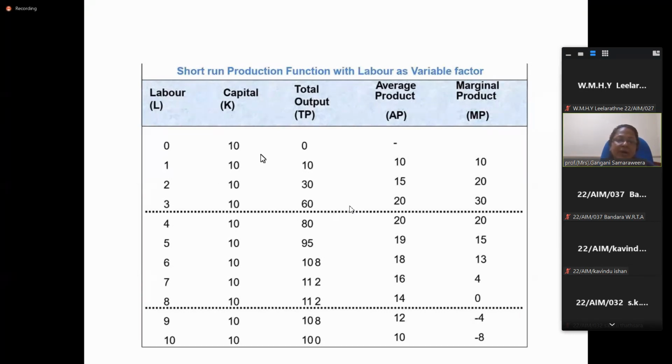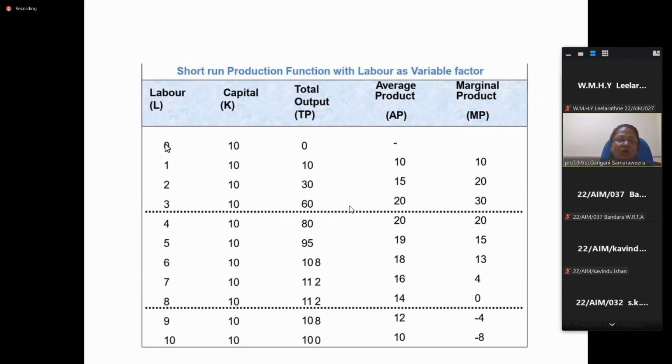Then average product is clear. 10 divided by 1, 10. 30 divided by 2, 15. 60 divided by 3, 20. 80 divided by 4, 20, and so on. Marginal product means change of output over change of input.